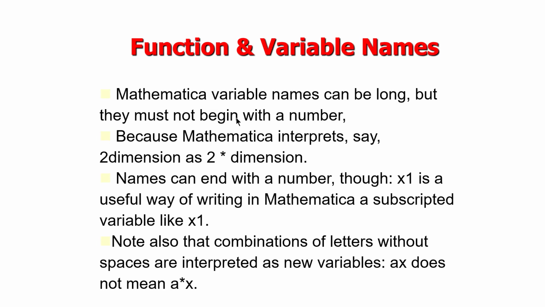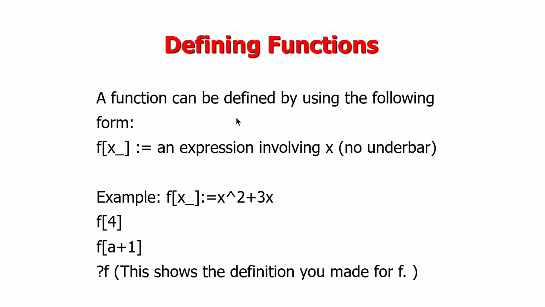Names can end with a number. You can use any name for a variable, and that variable can end with a number but not start with a number. Similarly, x1 is acceptable, right? You can see x1 is acceptable. Similarly, you cannot write operators in between the letters of a variable: a star x is different from ax, so please do not put a star x when you are interested in writing ax. So, what is the syntax of the function?